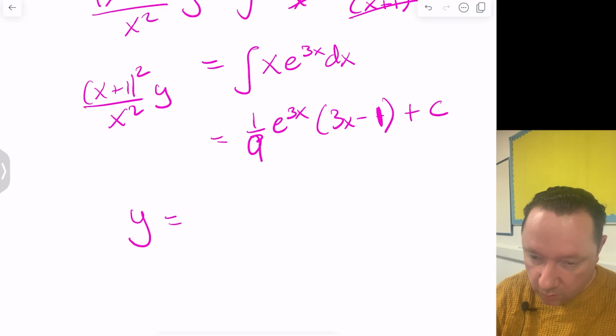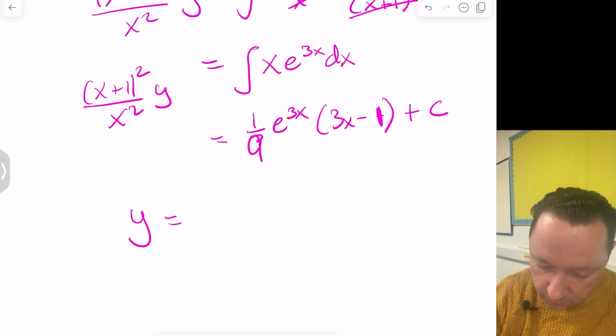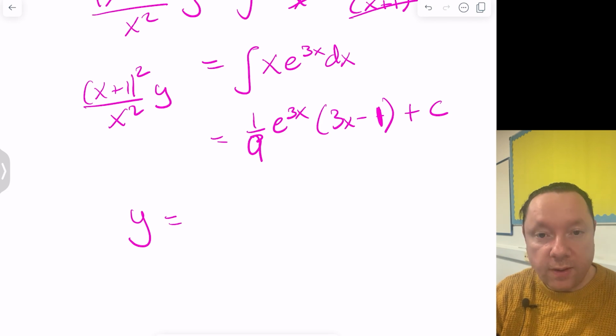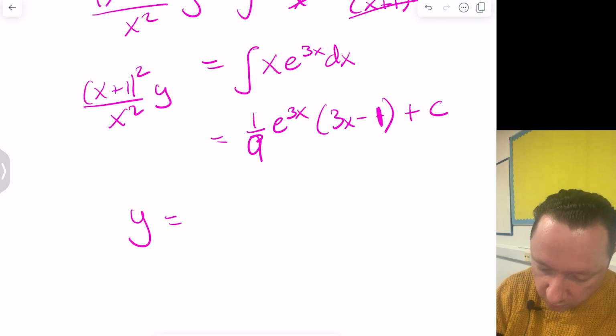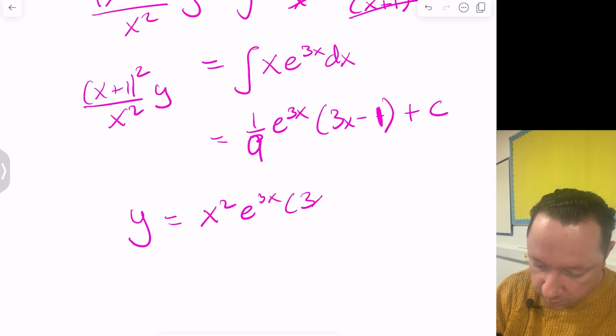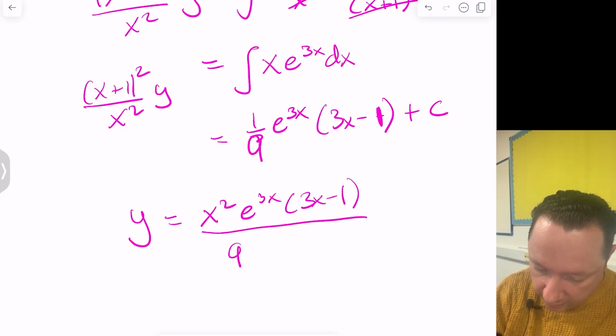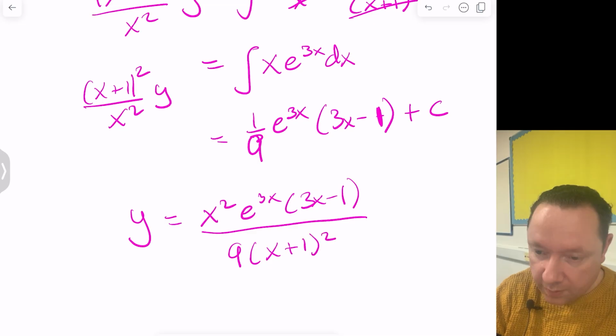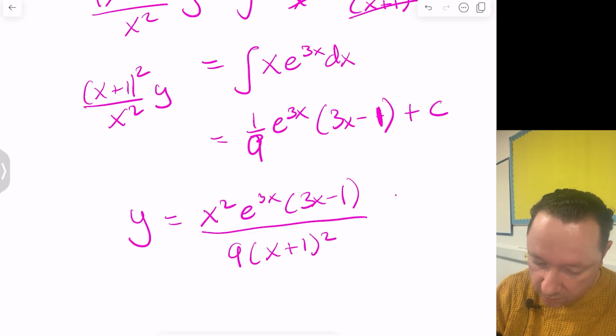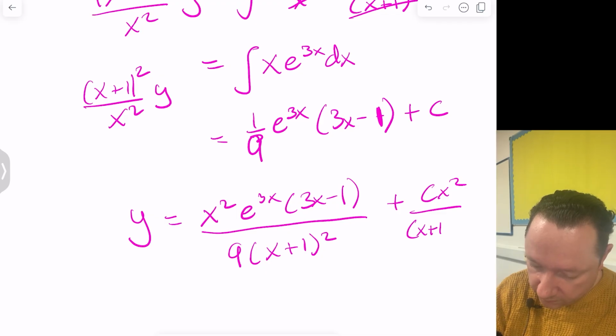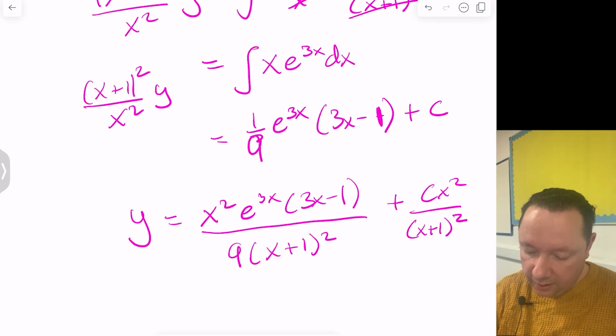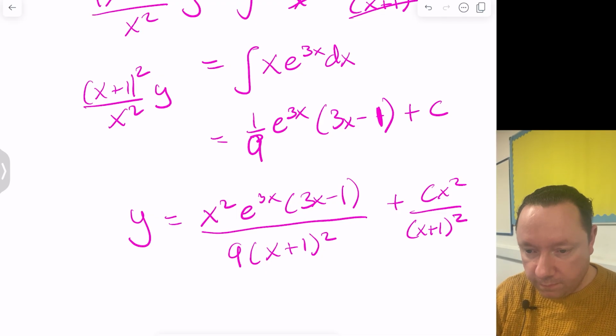So y equals, dividing through by a fraction, just times by the reciprocal, so I'll put the x squared on the top. So we've got x squared e to the 3x, 3x minus 1 over 9 x plus 1 squared. And then make sure that c becomes something as well, c x squared over x plus 1 squared. Make sure you do that for the c or you'll actually lose a mark.